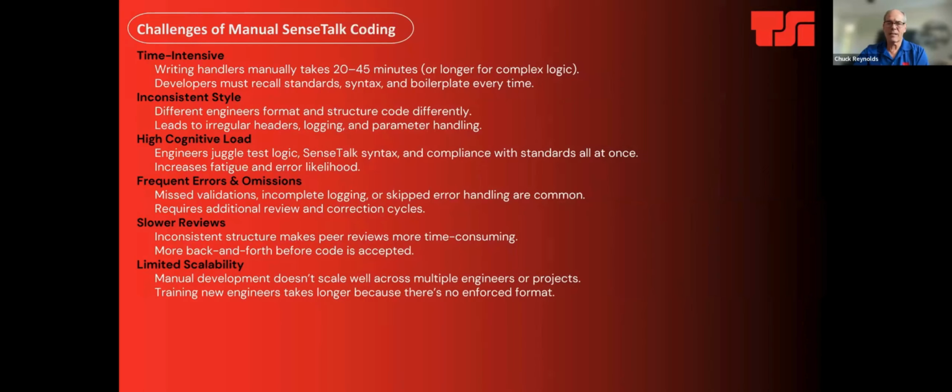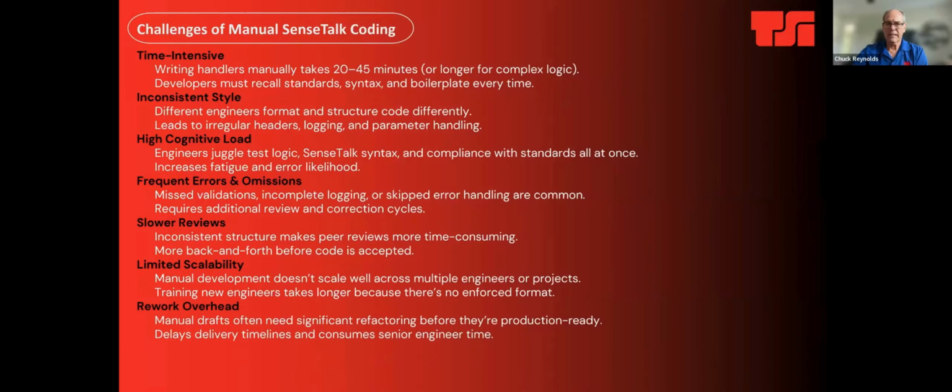And then it's not very scalable. Manual development's not scalable across multiple engineers or projects. We have to train new engineers on our compliance, our syntax methods, our boilerplate methods, because there's really no enforced format, if you will, on how to do that. So these new engineers have to come up to speed, and it takes time and effort to do that. And then because they're manual, sometimes we have to refactor things before it's production ready. So that delays our timelines, consuming senior engineering time in a lot of cases. So these are just challenges that everyone faces in the manual world.